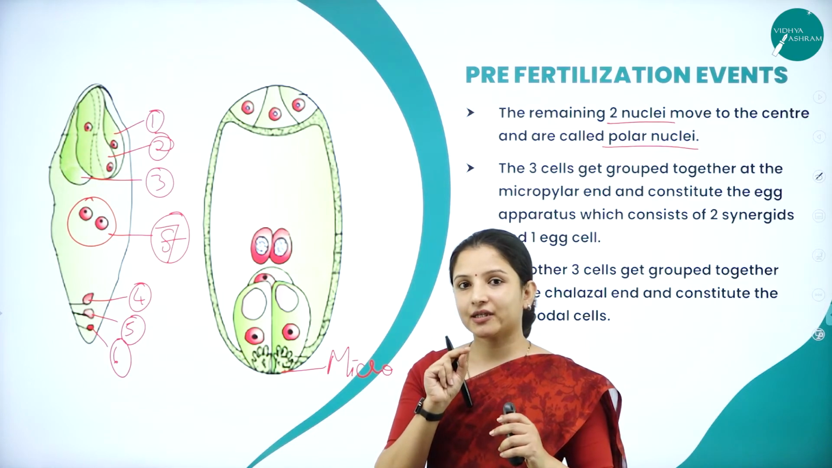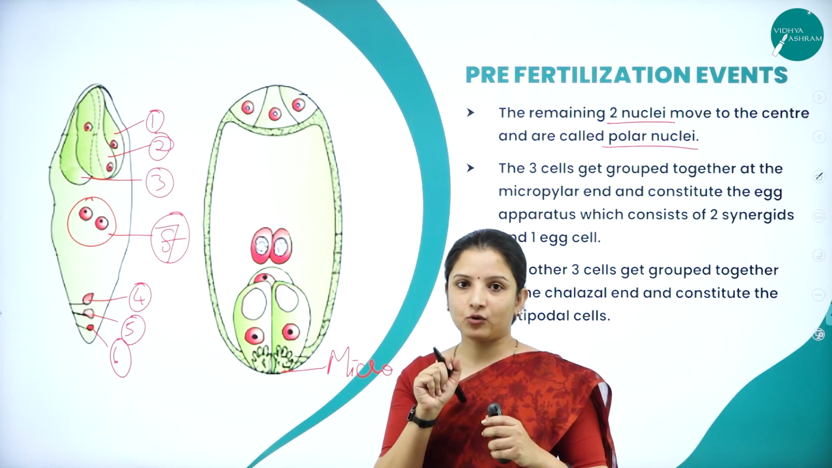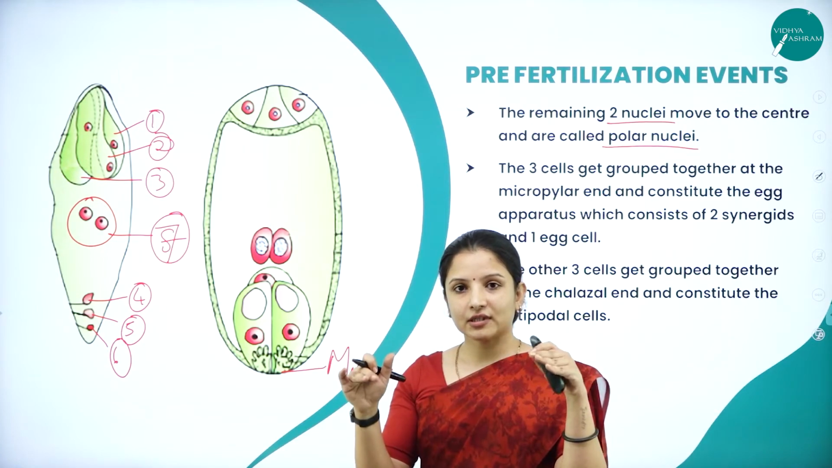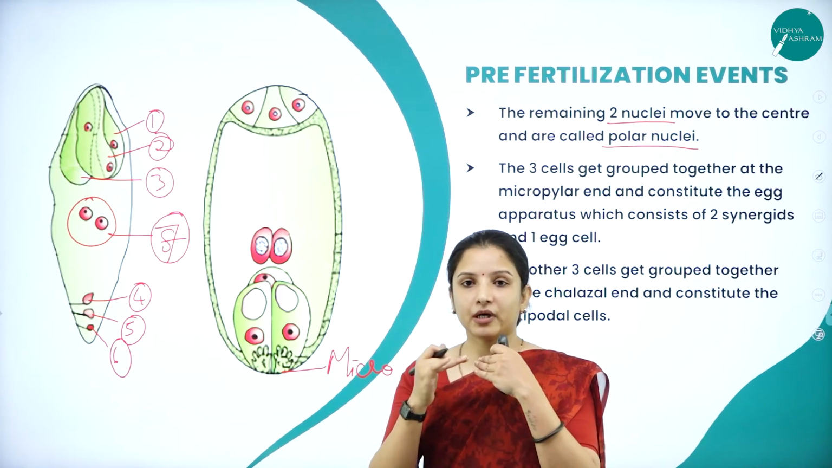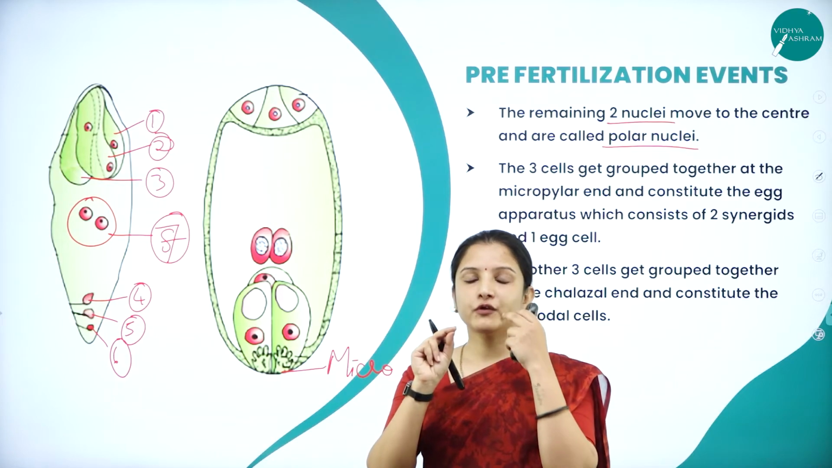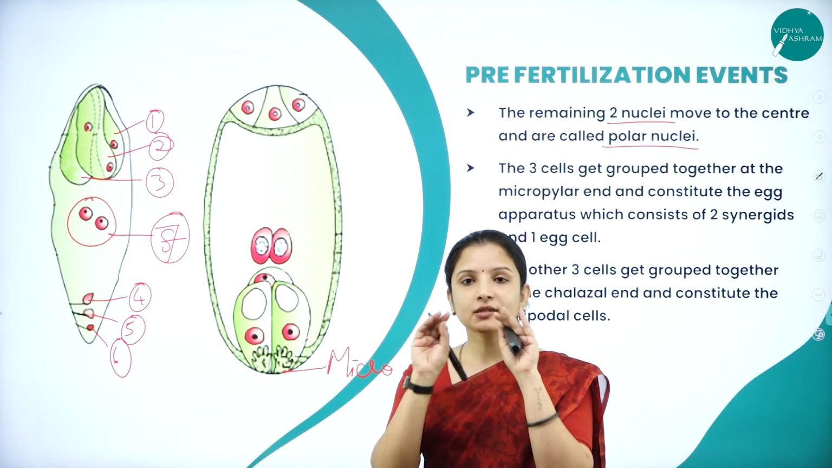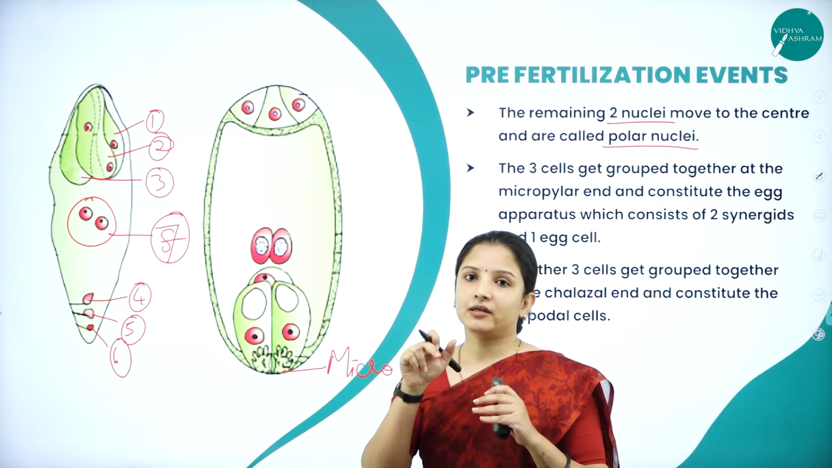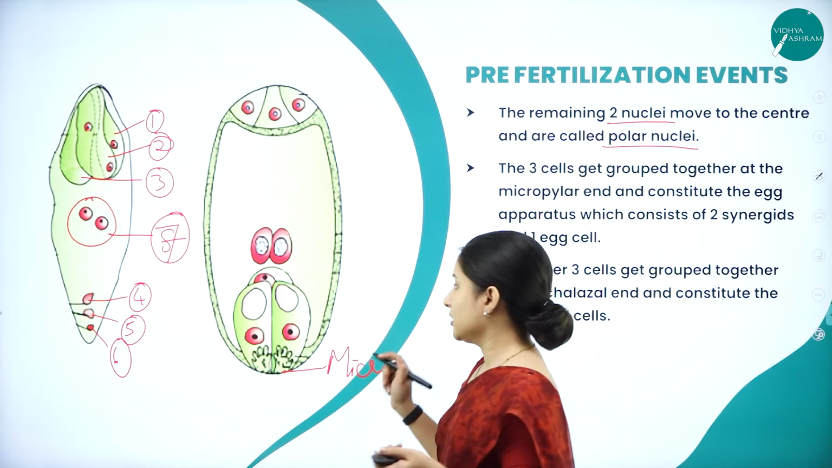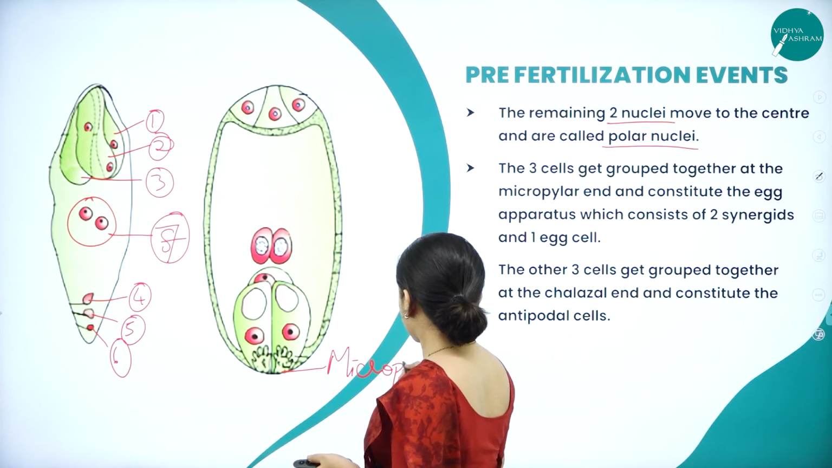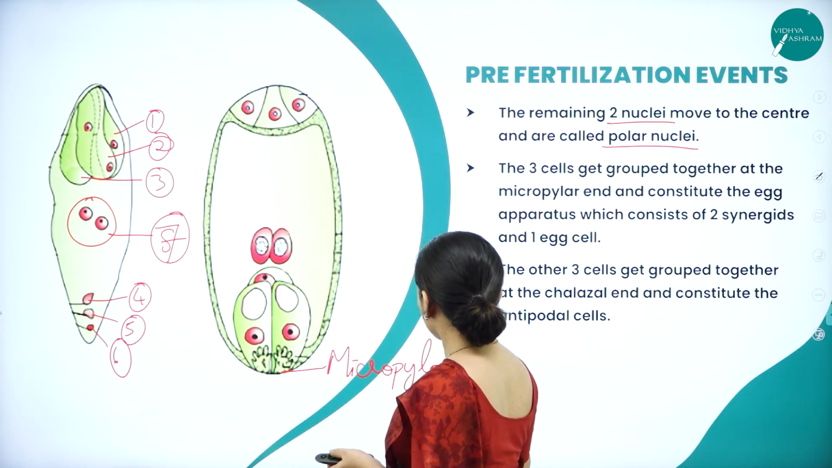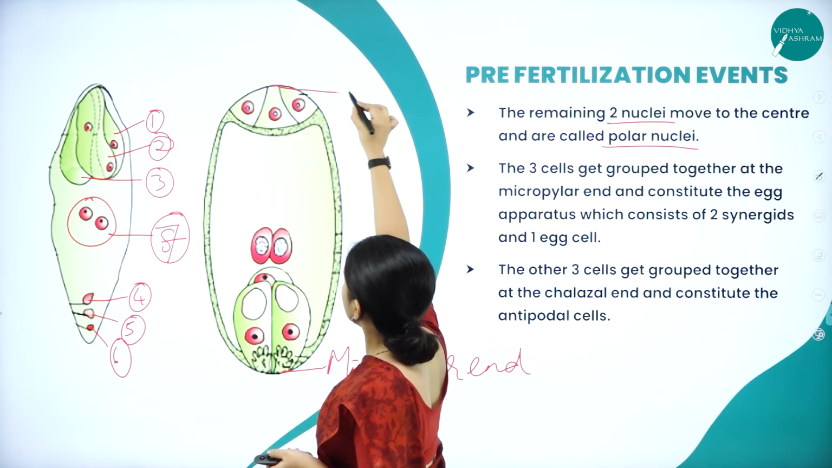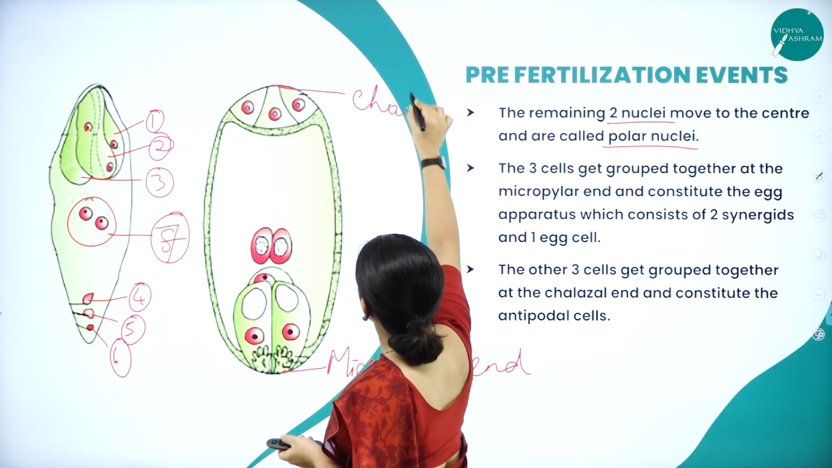So what is that particular opening? It is the micropylar opening. Why is there an opening? Because I told you the ovule is surrounded by integuments, right? But there is a region in the ovule where the integument is not covering the ovule. That particular region, there is a gap there. So that is the micropylar region, or the micropylar end. Then you have the chalazal end.